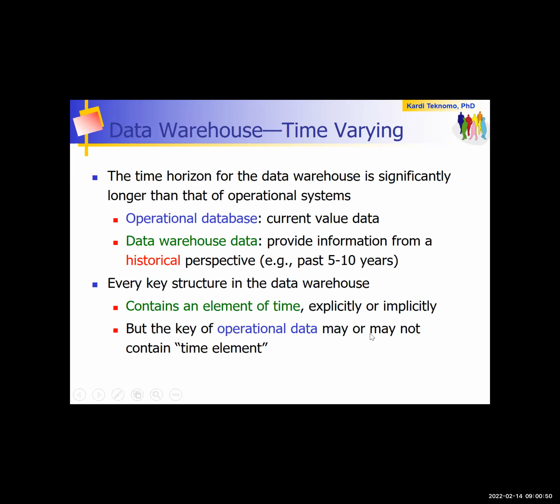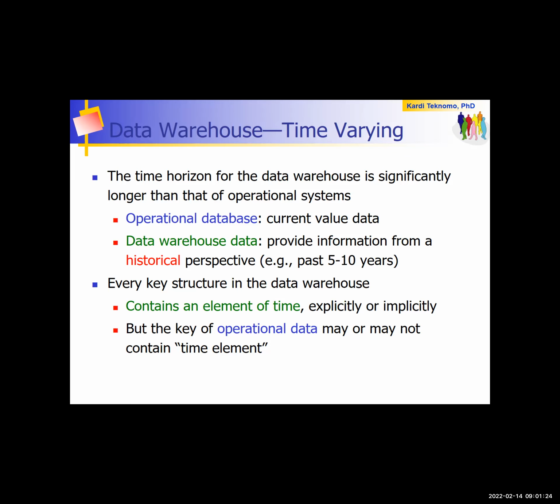The next characteristic is time varying. So the time horizon of the data warehouse is significantly longer than the operational data system. Okay. So in an operational database, you have the current value of the data, right? Today or this week. Okay? When you put it into the data warehouse, we are talking about a historical perspective. So we want to know what happened in the past year or the past 5 years. So we want to see the trend.